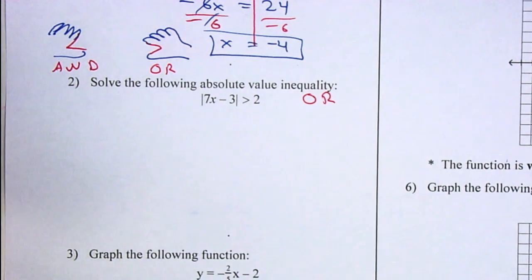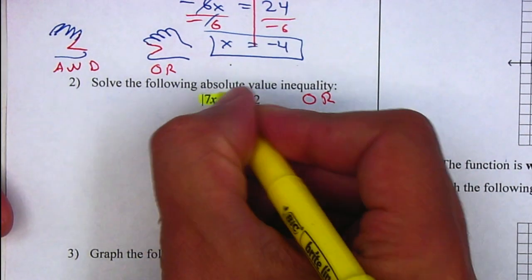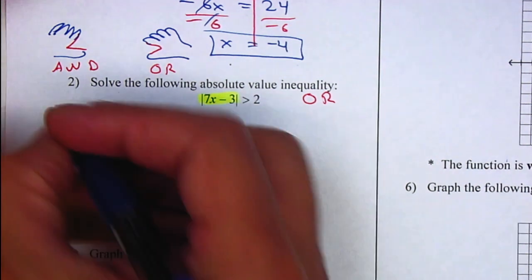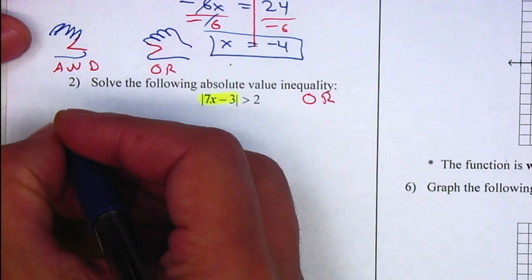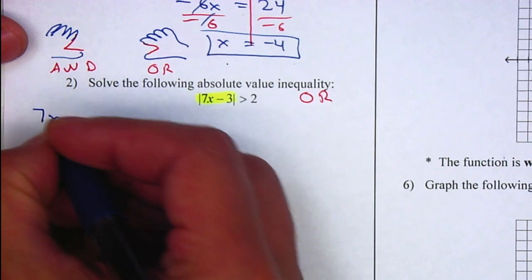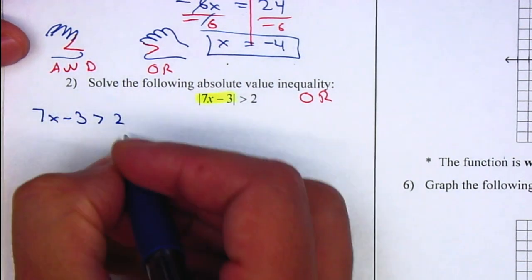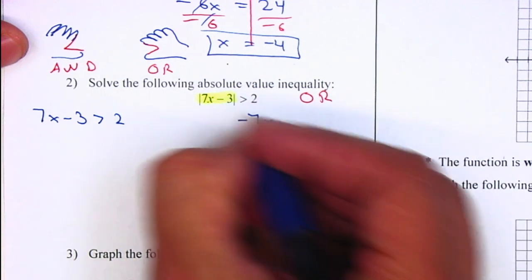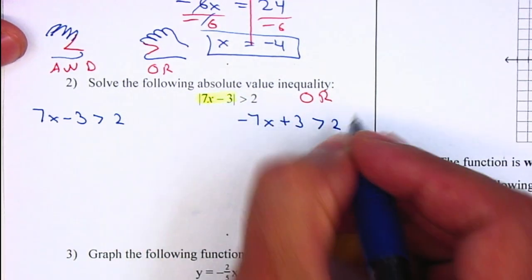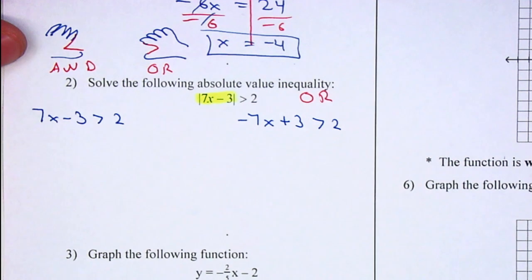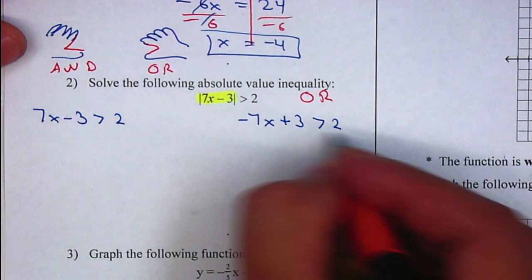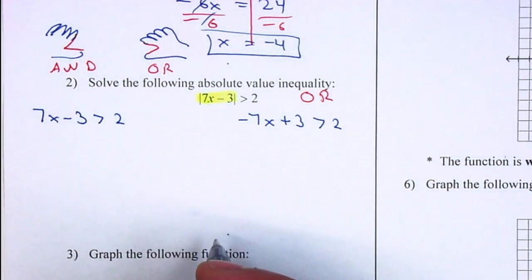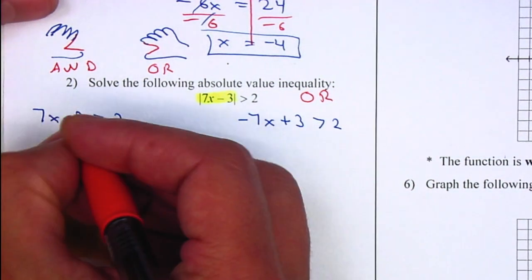When we have absolute value, we have two solutions. So we have to divide up into two different inequalities. The first one will remain the same: 7x minus 3 is greater than 2. The second one will be the opposite. This is a positive, will be a negative 7x. This is a negative, will be a positive 3. Notice that the greater than 2 stays the same on both. I know some of you guys solve it differently, which is fine as long as you get the correct answer.